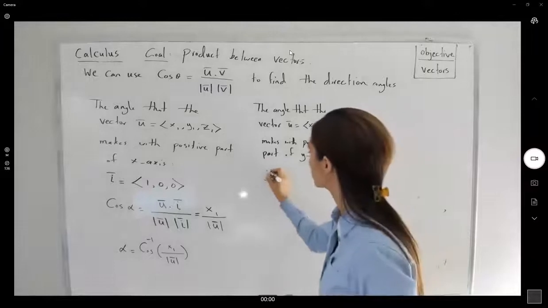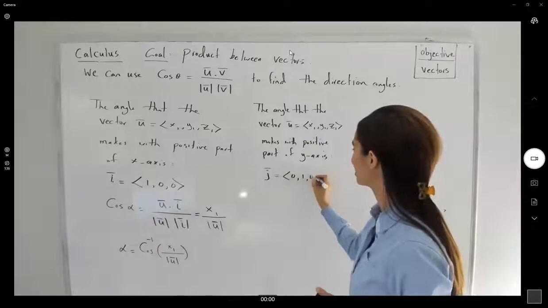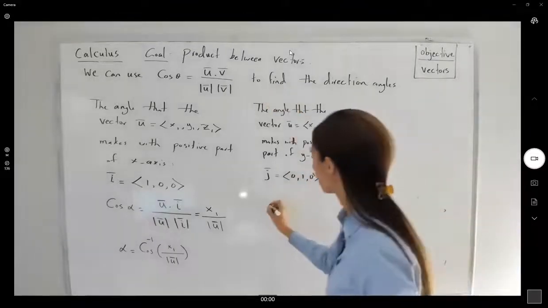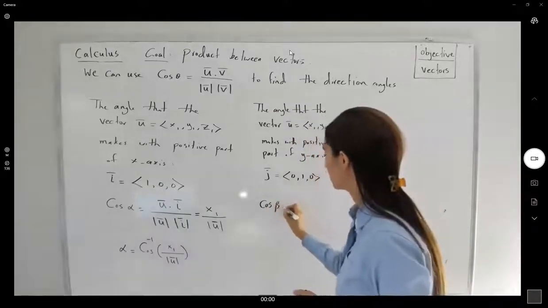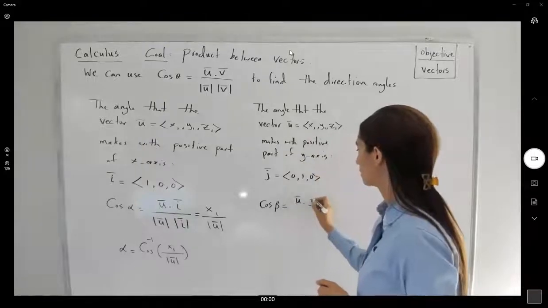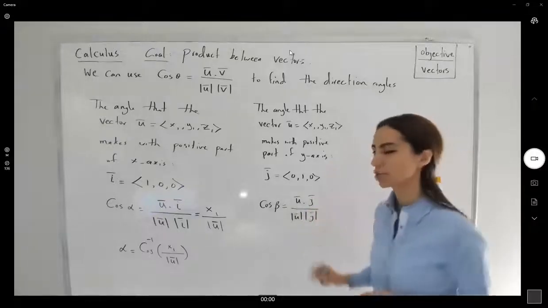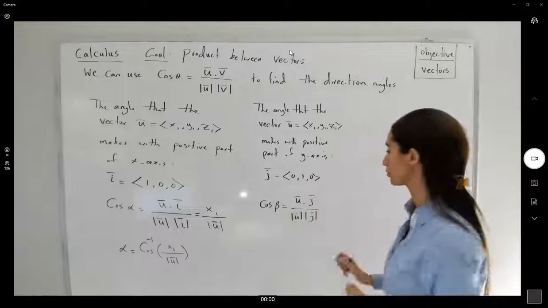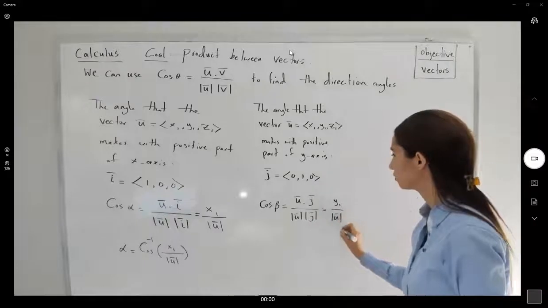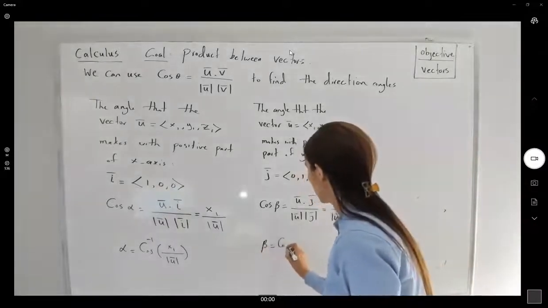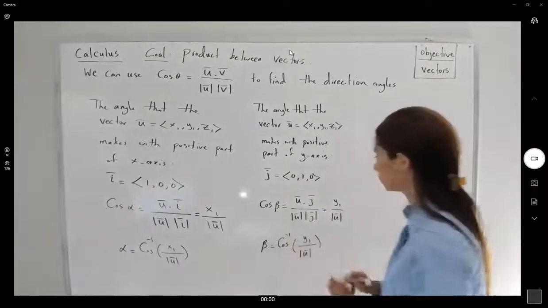We're going to use a representative for the y-axis, which is the unit vector j, (0, 1, 0), and we're going to follow the formula for cosine. So now let us call this angle beta. Cosine beta is equal to u dot j divided by the magnitude of u times the magnitude of j. Again, j is a unit vector, so the magnitude is equal to 1. Here we have y1 divided by the magnitude of u. So beta is equal to inverse cosine of y1 divided by the magnitude of u.